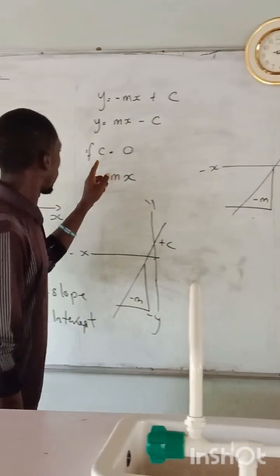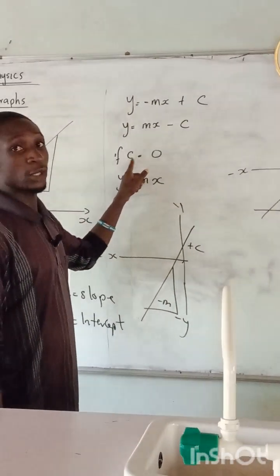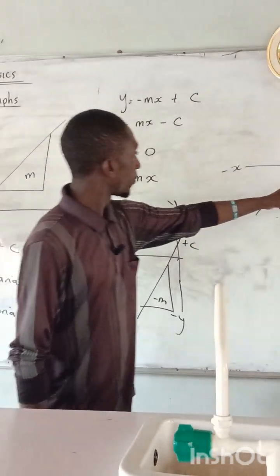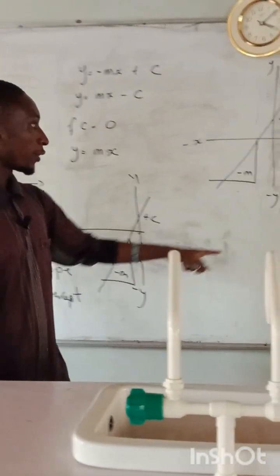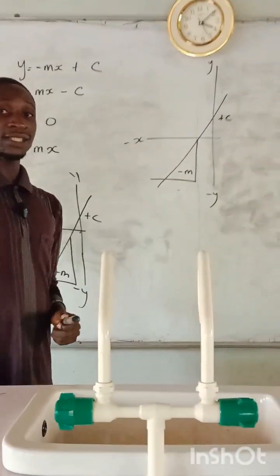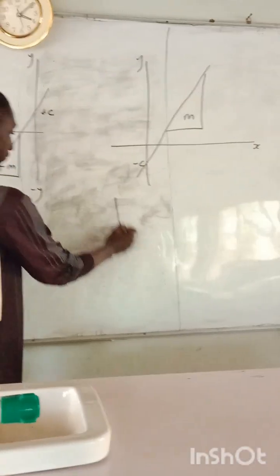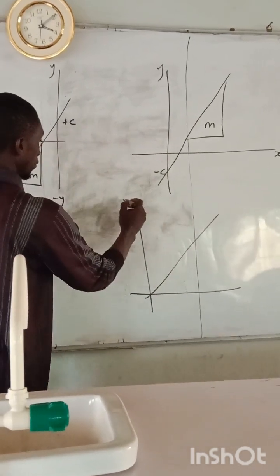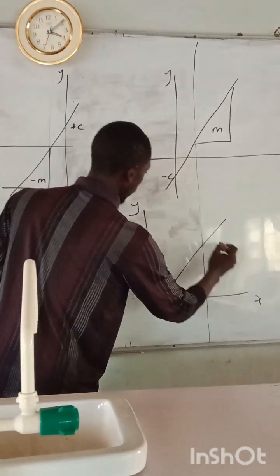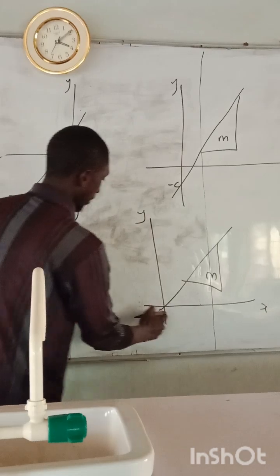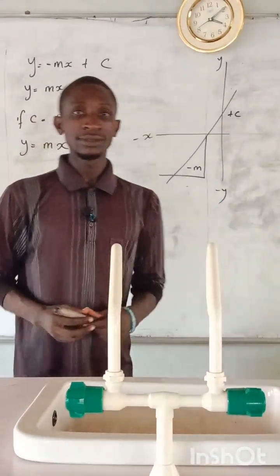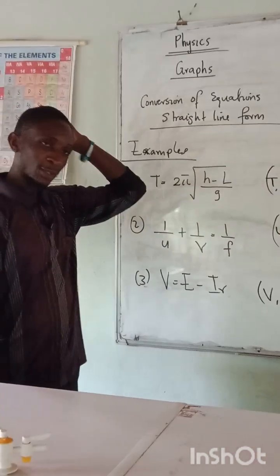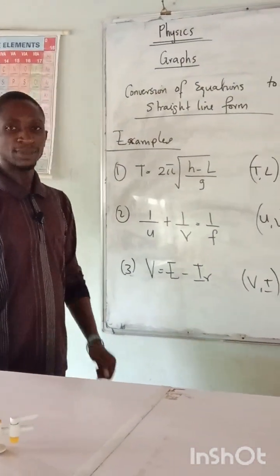Then, if the intercept is equal to 0, whether it is this form or this form, once your intercept becomes 0, that means the graph starts from the origin. So you are going to have a graph that looks this way, starting from the origin. So this is your y, this is your x, this is your m, and this is your c, starting from the origin. Okay, so let's take some examples from the explanations I gave.